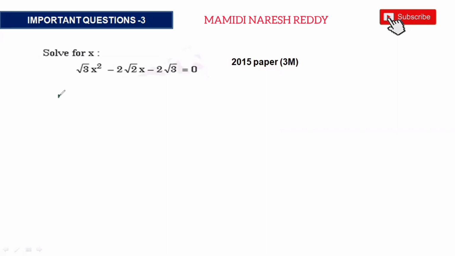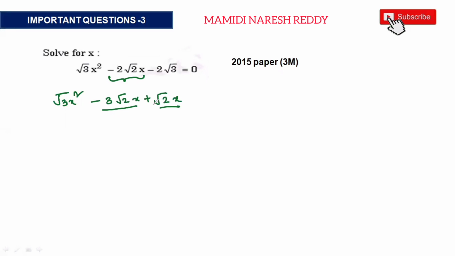Now as it is, I'm writing root 3 x square. And my dear friends, here this middle term I am writing as minus 3 into root 2 x plus root 2 x. If you see there, from minus 3 into root 2, if you subtract root 2 x, you will get minus 2 into root 2 x. I think you got it.